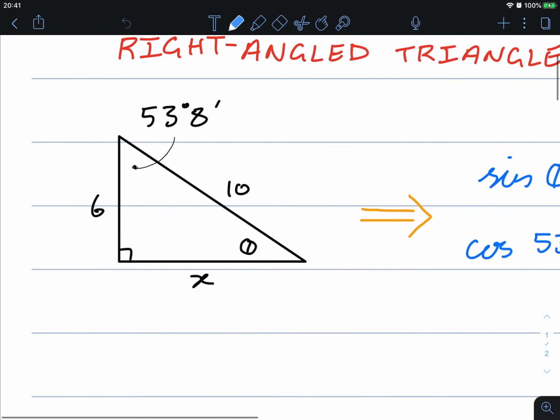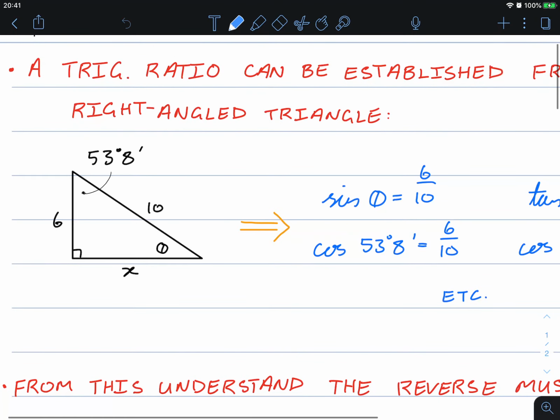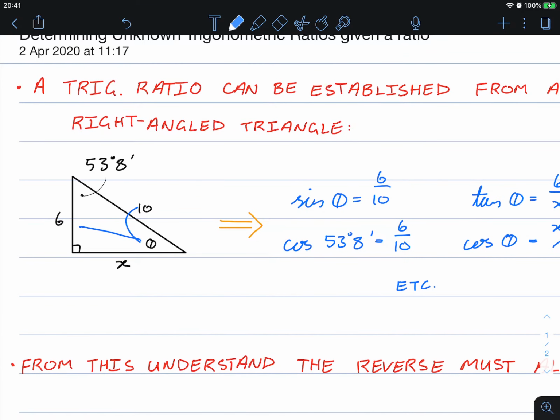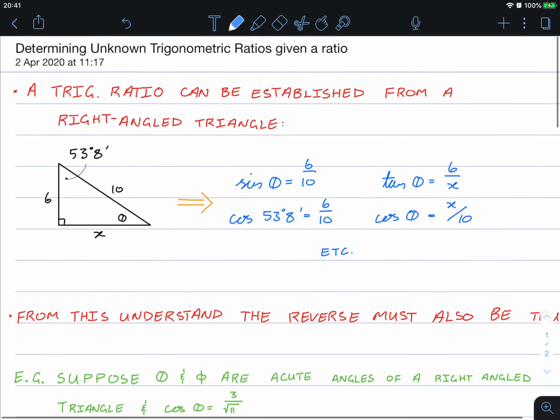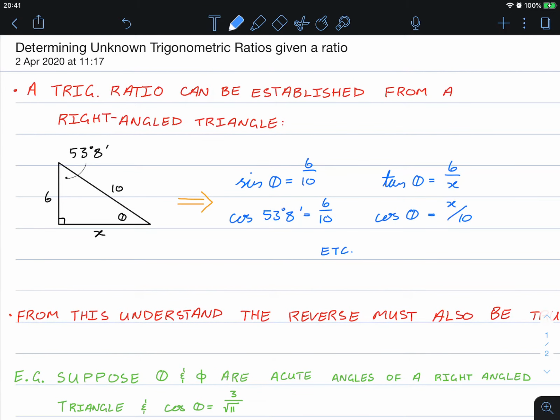And from here we could say what sine theta is. Well, that's opposite over hypotenuse, 6 over 10. If we did cosine of 53 degrees, 8 minutes, we can say that's also 6 over 10. That's adjacent over hypotenuse. And we could do this for tan of theta, cosine of theta, etc.